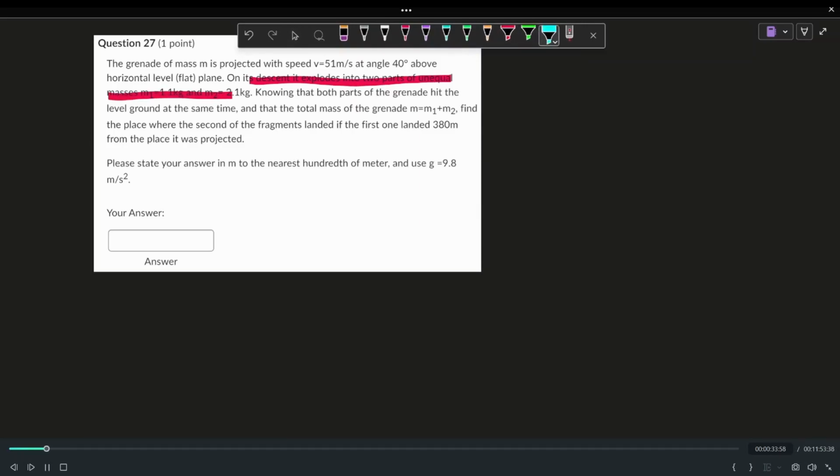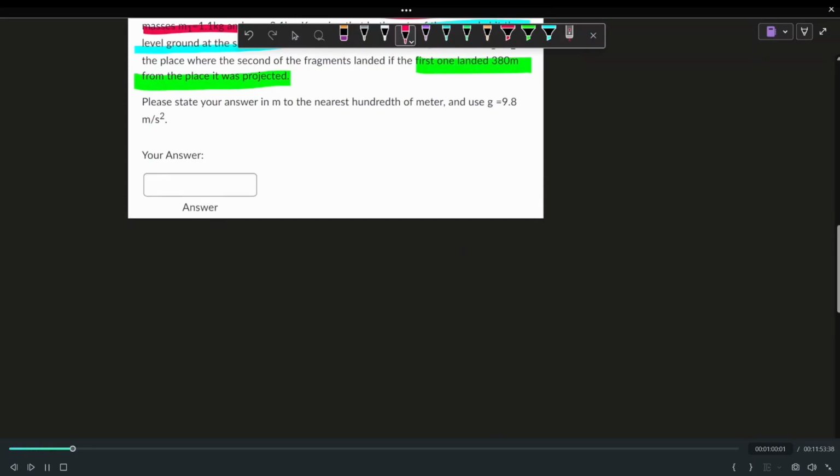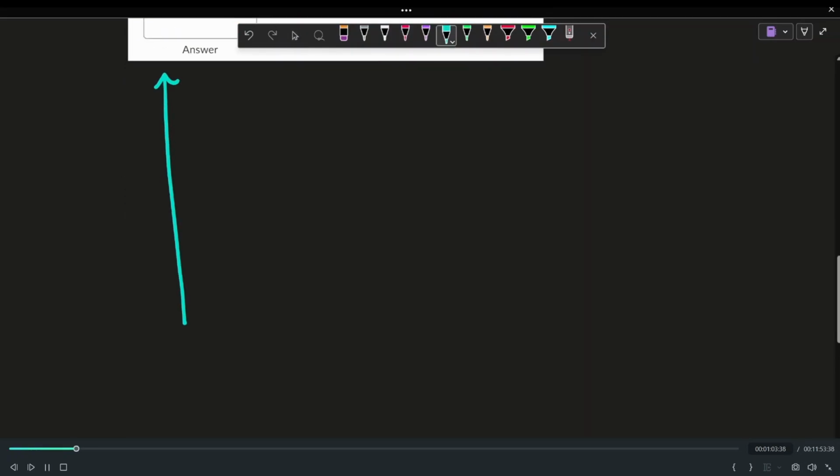We also know that they both hit the ground at the same time, and of course the total mass is m1 plus m2, since no fragments are lost or unaccounted for. And we also know that the first fragment landed 380 meters from its start, and the second fragment 300 meters from its start. So let's actually draw an image. We'll make a graphical image.